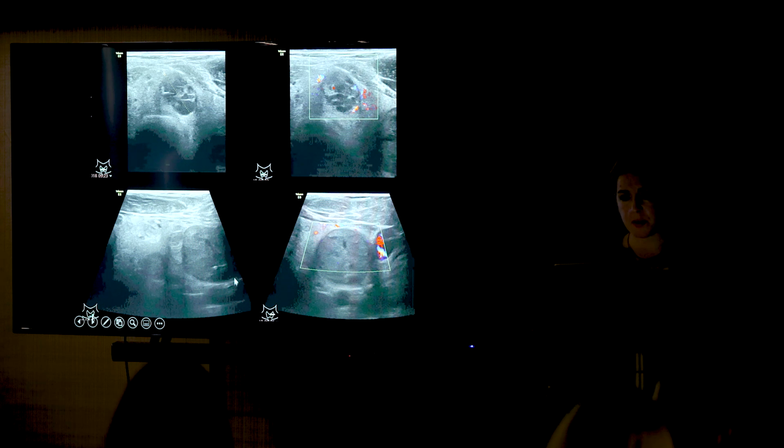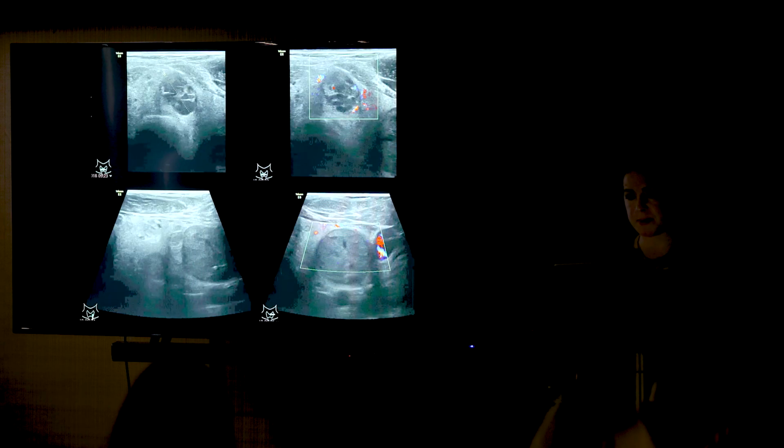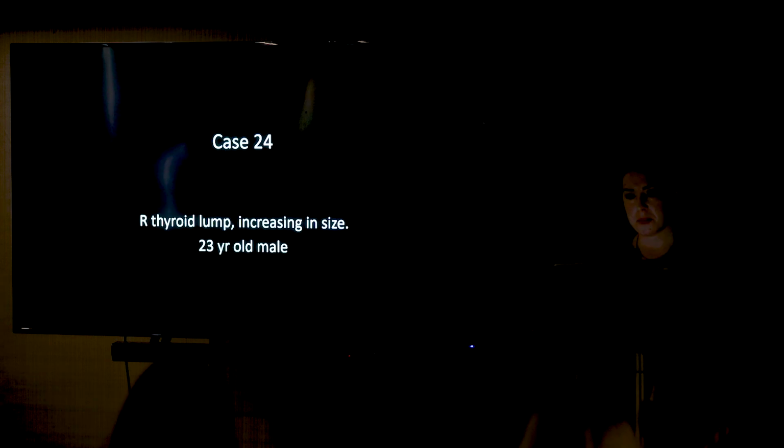And then this one, I would call that a U3 or 4, probably. I think it's an older patient, so I called it U3. And that was a benign follicular adenoma. So U4, probably, strictly speaking, for that. So they were all benign. I think I skipped through that one.